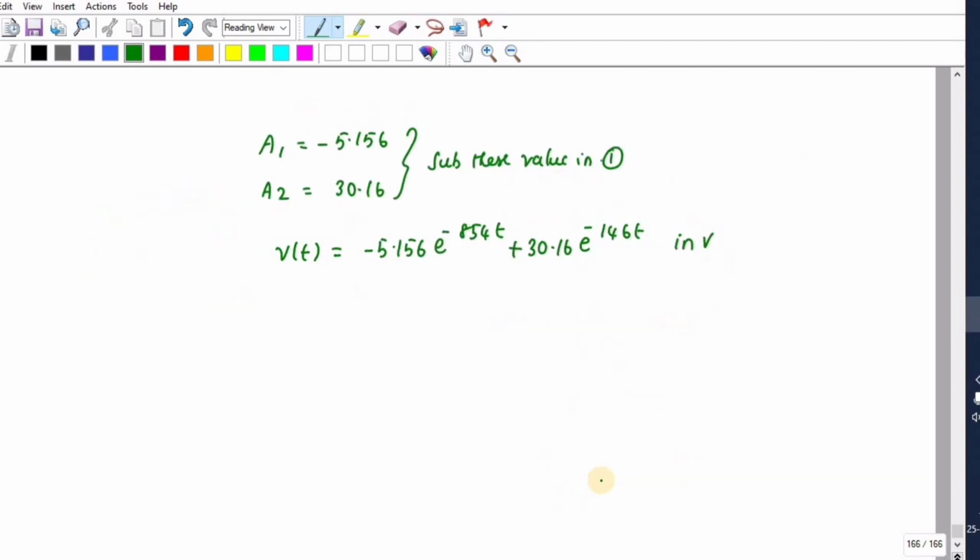So once I find the value of A1 and A2, you substitute in the first equation of V of t. That is what they are asking, right? So here V of t is equal to minus 5.156 e power minus 854t plus 30.16 e power minus 146t. It is usually measured in terms of volts.